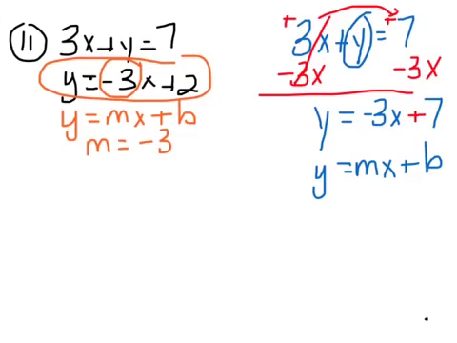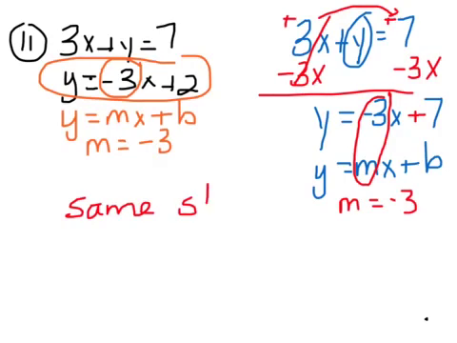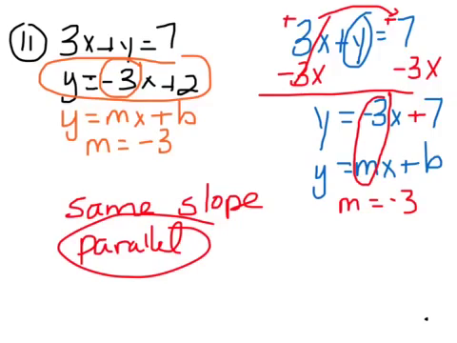So what is the slope here? This is in y equals mx plus b form now. The slope is negative 3. If this slope is negative 3 and the other slope is negative 3, I notice that they are the same slope. That means the lines are parallel. Okay, so the answer to this one would have been parallel.